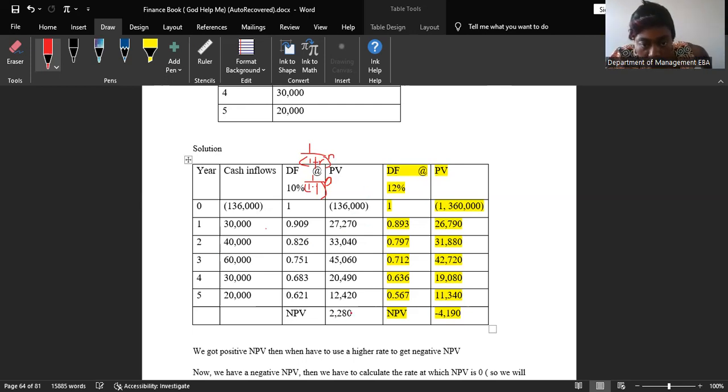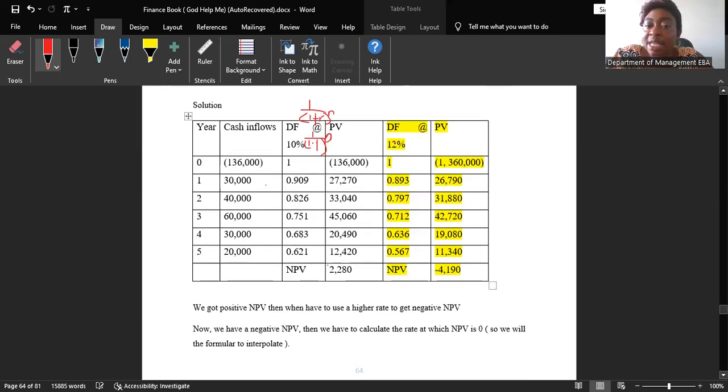After we add all, the total is a positive figure. And I told you we need both negative and positive values to interpolate. So what we do is, if it's positive and you want to get negative, increase the rate you chose. So I got positive, so increase the rate I chose.